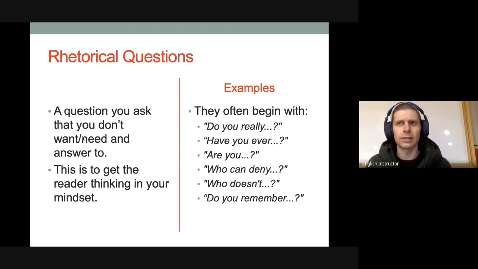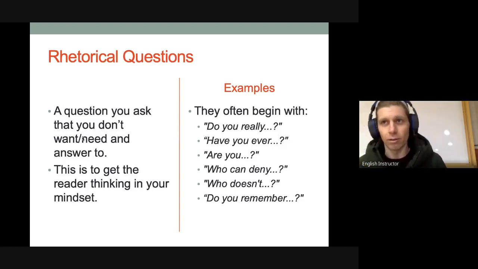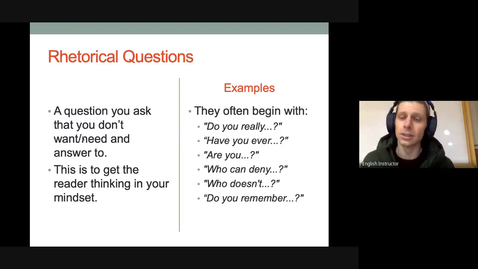And we do this a lot in speeches as well. When you begin a speech and you ask the audience a question, a lot of times you're not looking for a response. Right? When you say something like, have you ever done something so embarrassing that you wanted to just crawl into a closet and hide forever? You don't need the audience to start raising their hands and offering examples.